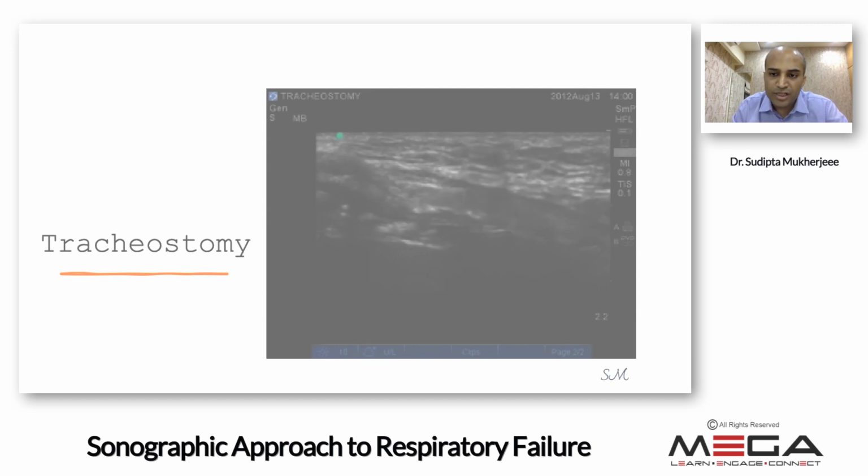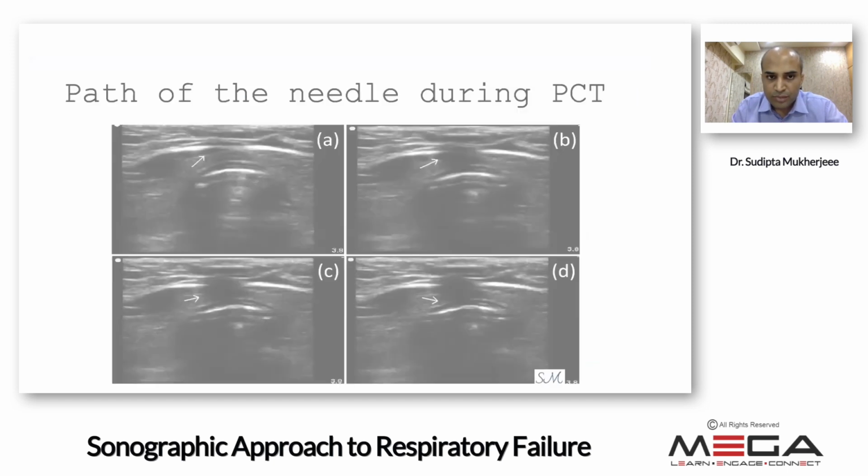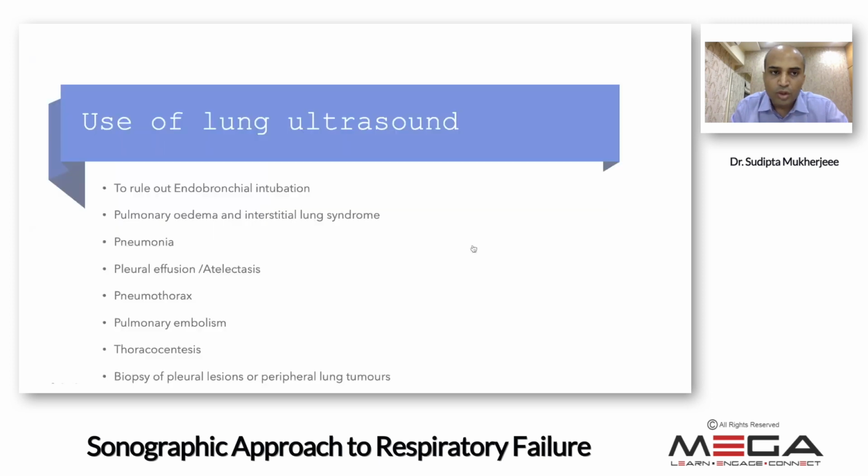It is difficult to appreciate the tip. And if you do it in a transverse view, we'll get a picture like this. We'll get an undulation coming from the front, passing the ring or the membrane on the air tissue interface and going into the trachea. So, to conclude, what is the use of lung ultrasound?